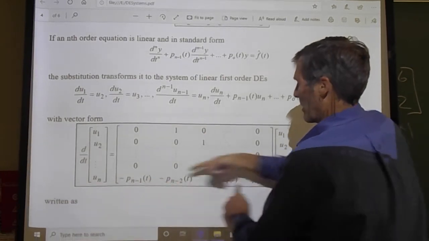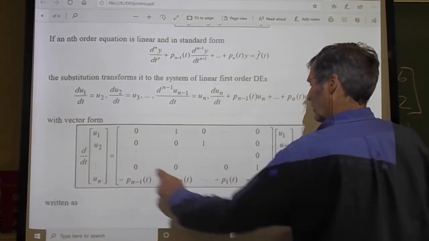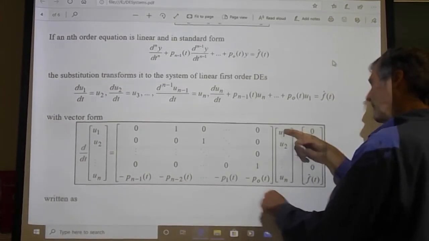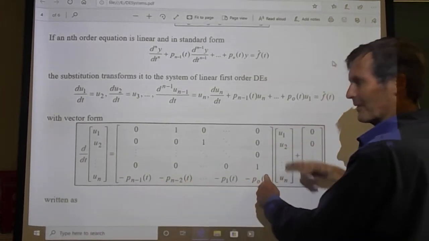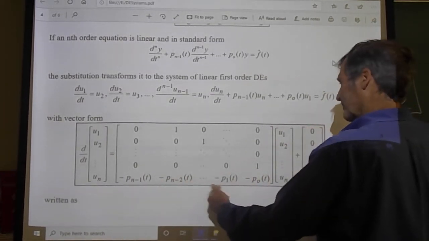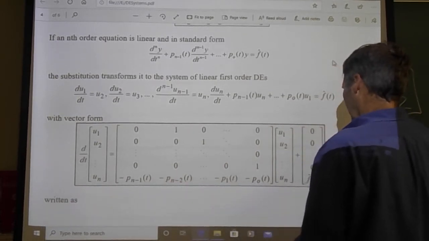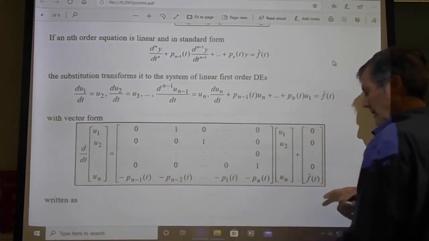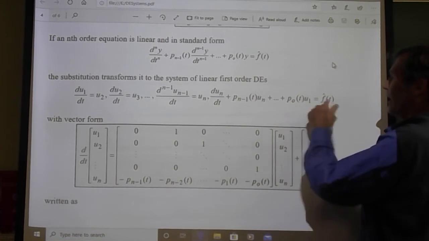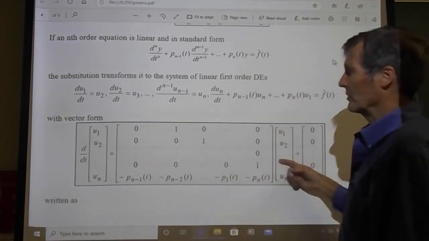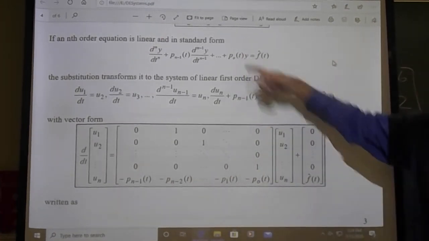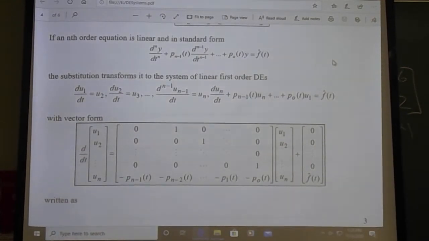So I wrote these in backwards order. It should be minus p0, minus p1, to minus p(n-1). And you multiply all those, I'll fix that on the handout. And so you multiply all these together and then add f hat, and precisely you got this equation. So this is just the matrix form of this equation. That's all it is.